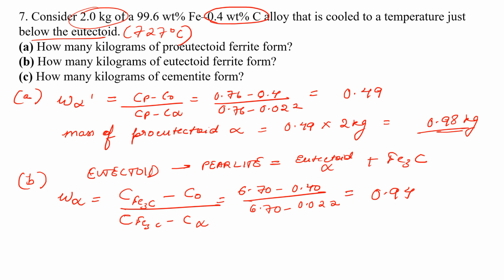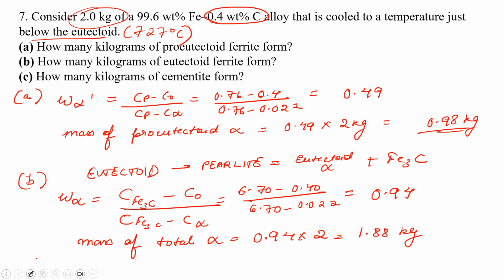So if I just take the weight of that, the mass of total ferrite is 0.94 times 2 kilograms, which should give me 1.88 kilograms.